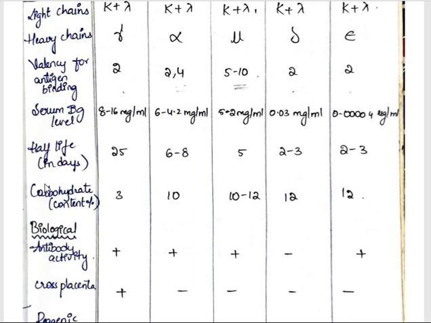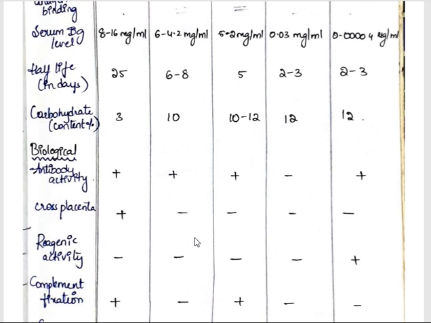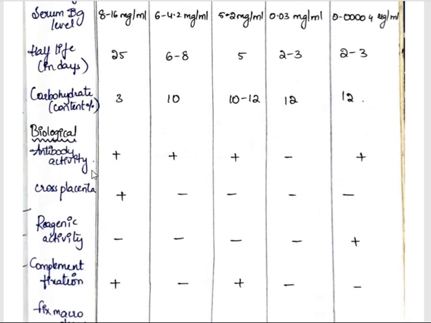Then coming to the carbohydrate content, we know that it is 3%, then 10%, then 10 to 12%, and these two are 12%. And then coming to the biological activity, antibody activity will be positive except in IgD. Whereas for crossing the placenta, which immunoglobulin crosses the placenta? Only one, that is IgG. Then reaginic activity, that is hypersensitivity activity, will be seen obviously in IgE, which is also called reagin.